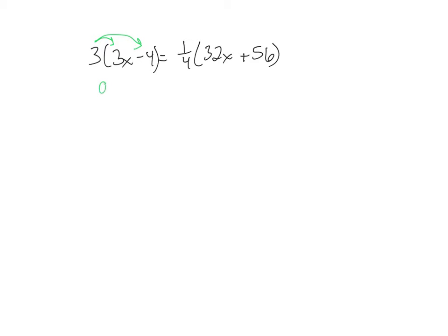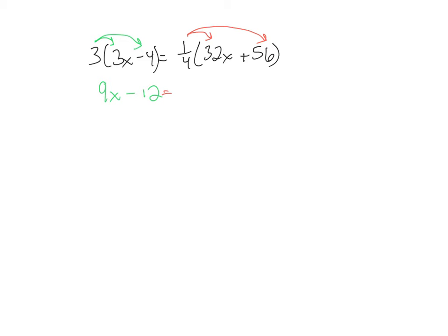So I get 9x minus 12. Okay, I'm going to distribute all there also. Now remember, fractions mean divide. So I'm going to divide by 4 because that's the denominator. We're always dividing by the denominator and multiplying by the numerator.